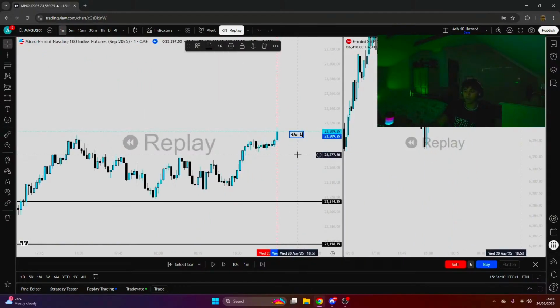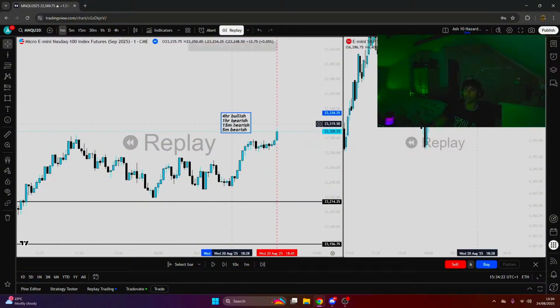So let's do our bias. The 4 hour is bullish, the 1 hour is bearish, the 15 is bearish, the 5 minutes bearish. So our overall bias is bearish.